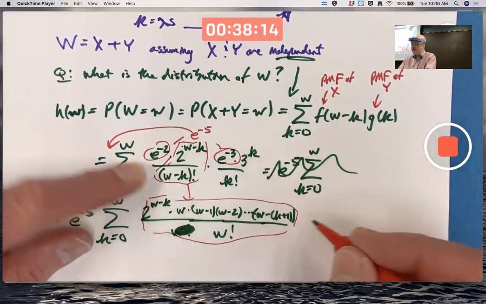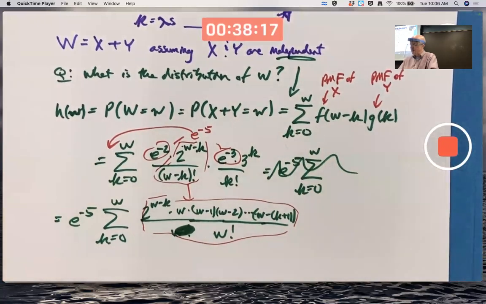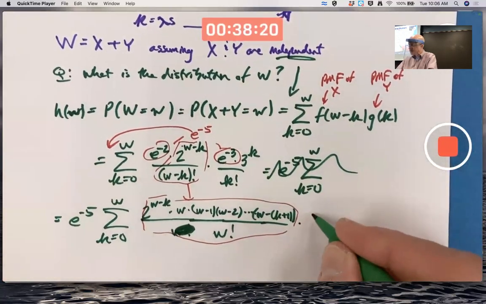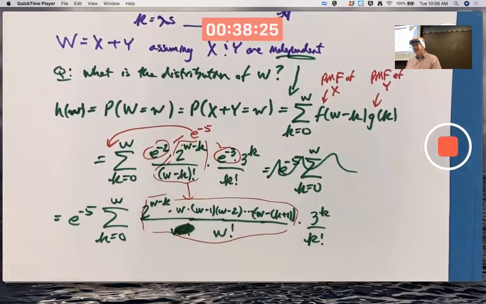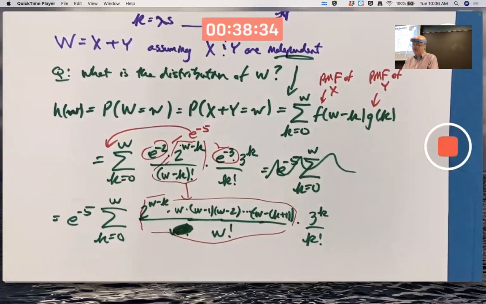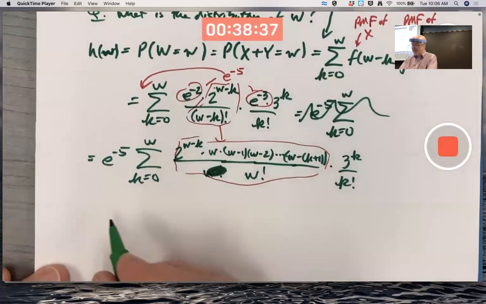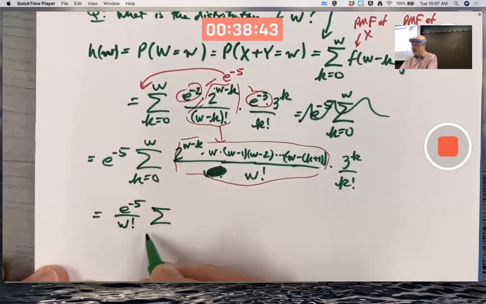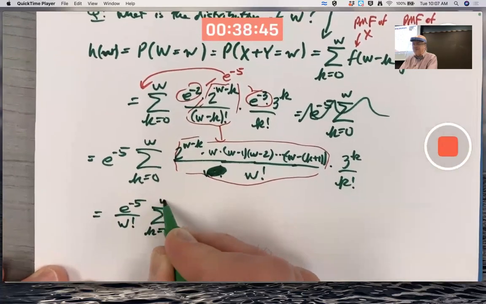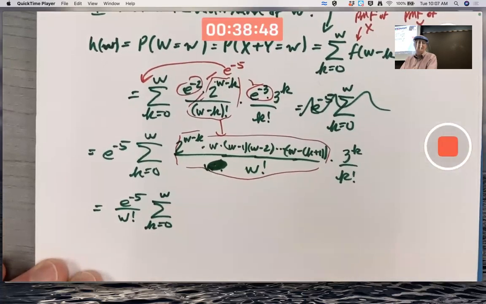Don't forget about everything else over here as well. Well, I already factored out the e to the negative 3. This over here is just 3 to the K over K factorial. So that's progress, perhaps, because I got a W factorial down there like I was hoping I could get. And in fact, it's even more progress. W factorial doesn't depend on K. I can factor it out. I'm feeling good. It can be factored out of the summation on the bottom, because it doesn't depend on K. W is fixed. K is the variable here in the summation.